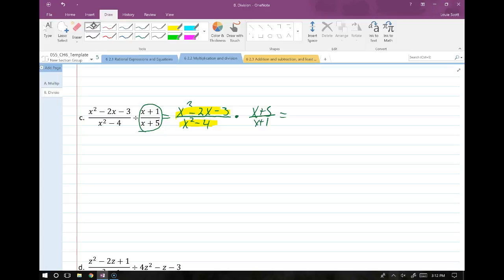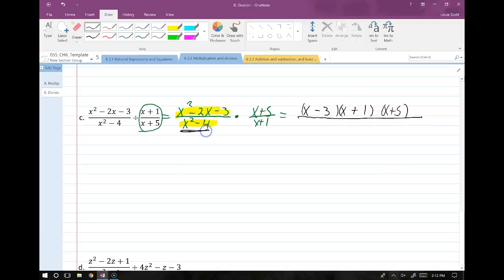So this guy, x squared minus 2x minus 3, does anybody know what that factors into? Anybody got their factor glasses on? Negative 3 and a positive 1? Good. Negative 3, positive 1. Exactly.